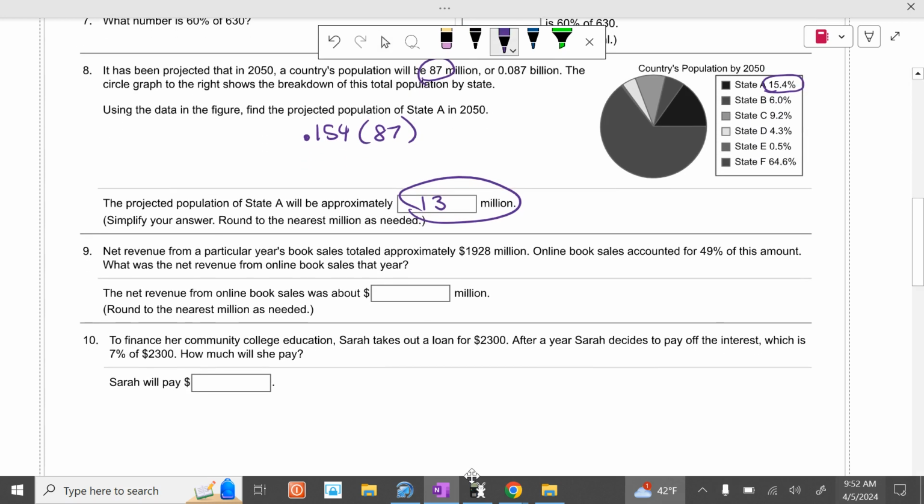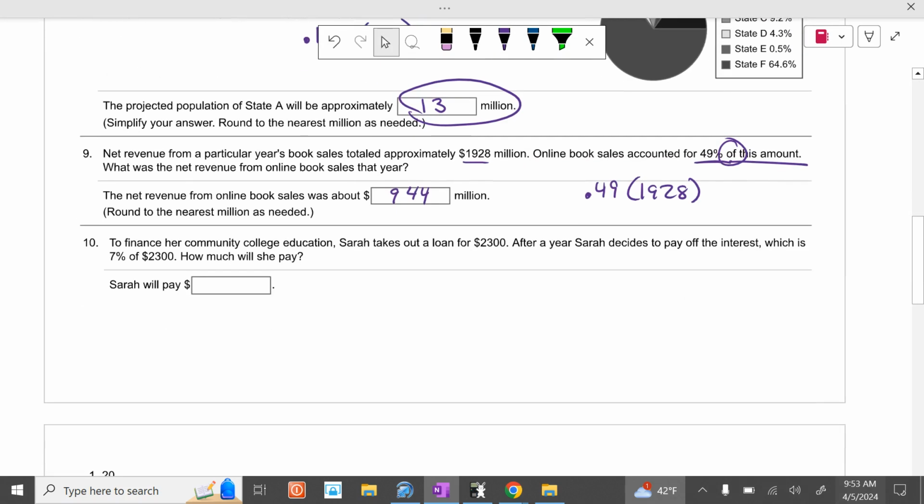Okay? Net revenue from book sales is approximately 1,928 million. Online book sales account for 49% of this amount. What's the revenue from online book sales? 49% of this amount. Of means to multiply. So 0.49 times 1928. And if you do that, you get 900 and what? 944.